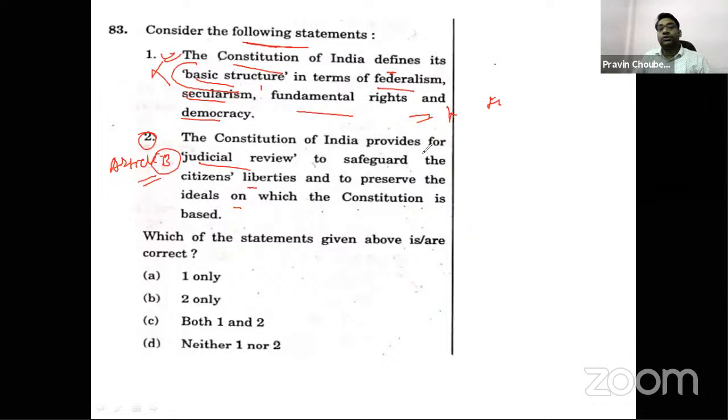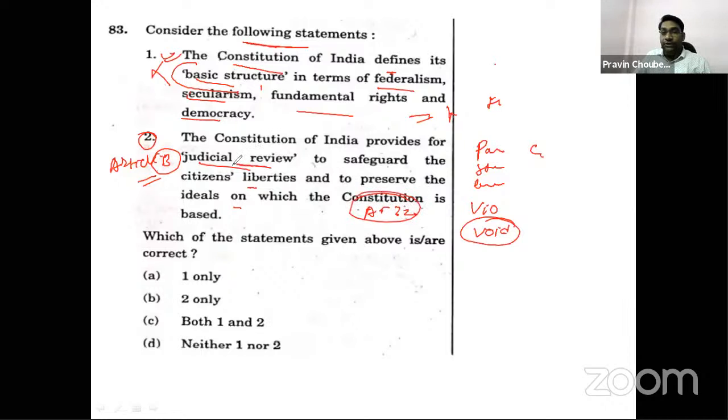What is judicial review? Whenever a parliament, state legislature, local government or executive body, the government of India, makes any law and that law infringes or violates the fundamental rights, then that law should be declared void by the Supreme Court. So the Supreme Court under Article 32 has the power to protect the fundamental rights of citizens, and citizens' liberties are fundamental rights. So this statement is true. So which of the statements given above is or are correct? Only statement B is the correct answer.